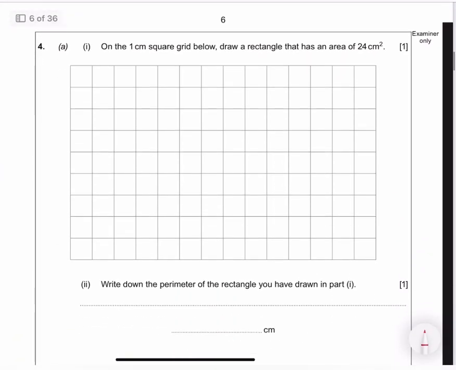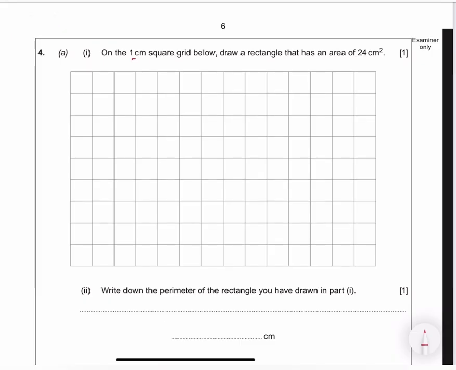Okay, great. So question 4, a 1 centimeter grid, we need to draw a rectangle with the area 24 centimeters squared. So we know to find the area of the rectangle, we multiply length by width. So let's think of two numbers which multiply to give you 24. There are a few options in here. I'm just going to go for 3 times 8. Or we can go for 4 times 6, or 1 times 24, or 2 times 12. There are a few options in here.